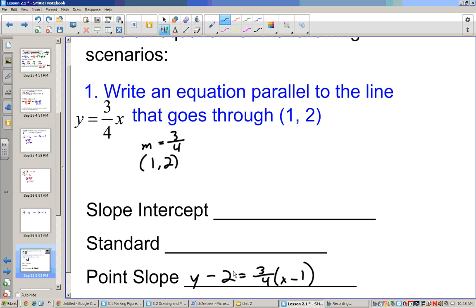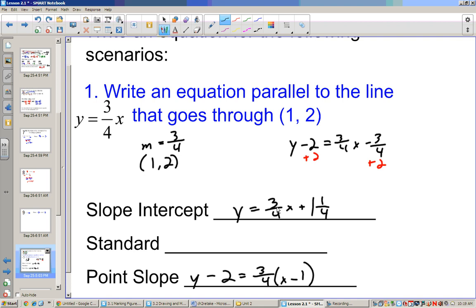Now to convert this to slope-intercept form, I can multiply the 3/4 over the parentheses, so it's going to be y minus 2 equals 3/4 x minus 3/4. Now I would add 2 to both sides. And so this would be y equals 3/4 x, -3/4 plus 2 is going to be 1 and 1/4.